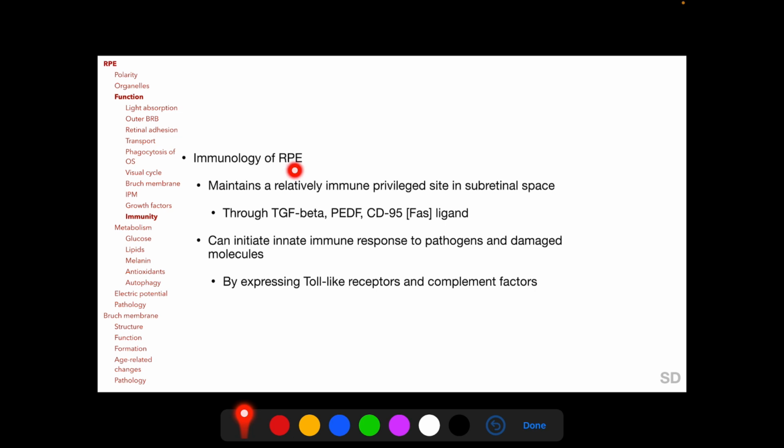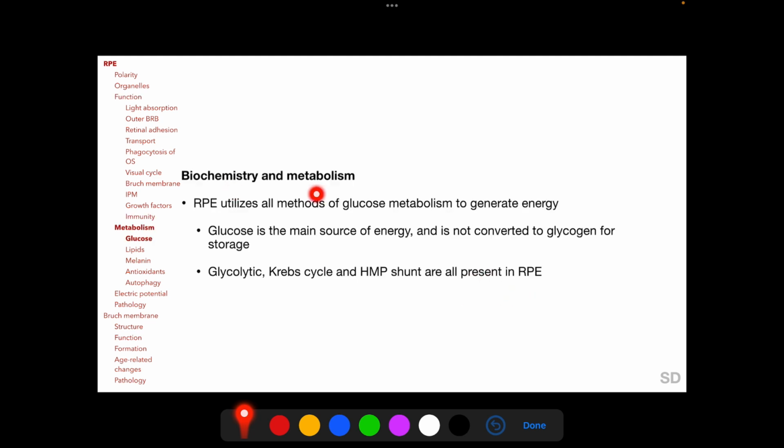The retinal pigment epithelium maintains a relatively immune privileged site in the subretinal space by secreting factors such as TGF-beta, but it can initiate an innate immune response to pathogens and damaged molecules by expressing toll-like receptors and complement factors. Biochemistry and metabolism of RPE cells is intricately linked to their functions, but we'll discuss them separately.